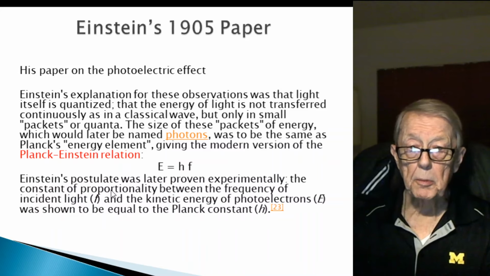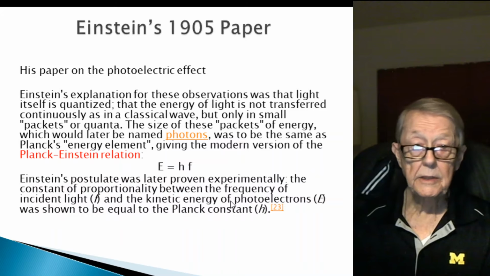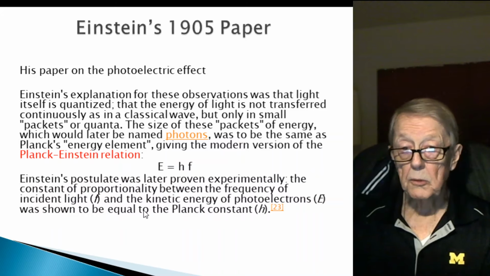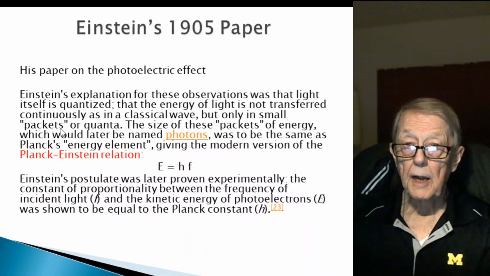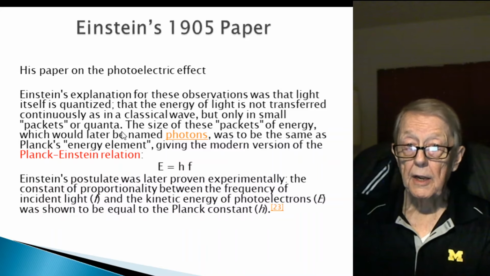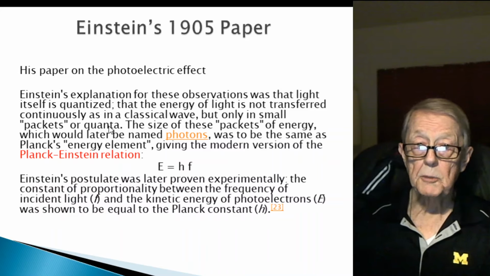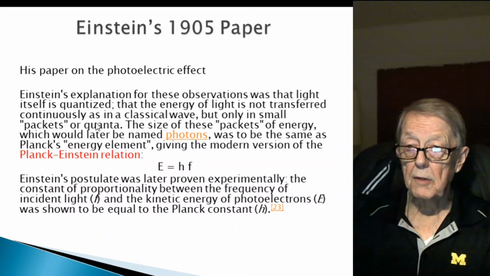The constant of proportionality between the frequency of incident light f and the kinetic energy of the photoelectrons, or electrons, was shown to be equal to Planck's constant. Einstein got the Nobel Prize for his suggestion that light was not a continuous wave, but small packets or quanta of energy.